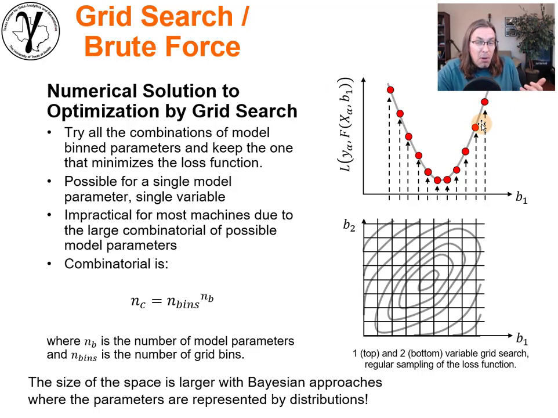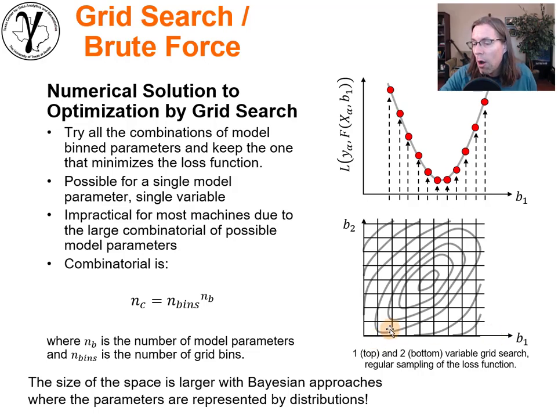Now, this is possible in the case where we have one model parameter. In fact, that's pretty simple. We could just run it and get many results and sample our way to the solution. The problem is that most of our machines are going to be based on a large number of possible model parameters, and the combinatorial is going to blow up on us. This is similar to the issue we had with the curse of dimensionality.